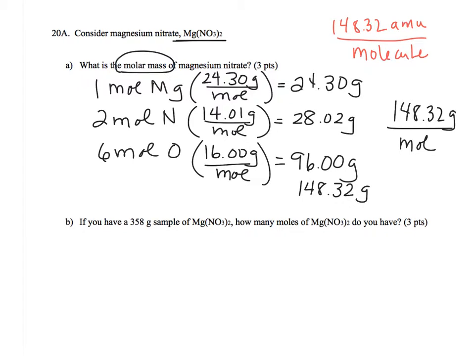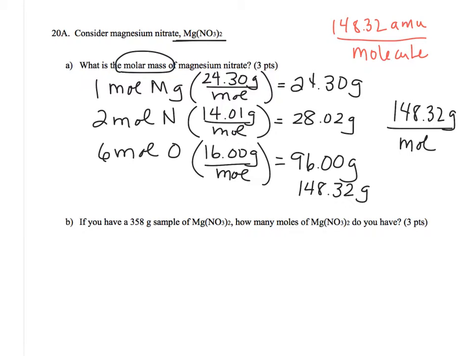Okay, our next question says, if we have a 358 gram sample of magnesium nitrate, how many moles do we have? Before we even do this problem, let's figure out what we already know. So we know that 1 mole has a mass of about 150 grams. So we know this is going to have to be more like 2 or 2.5 moles, because in order to be 358 grams, we're going to have more than a mole.